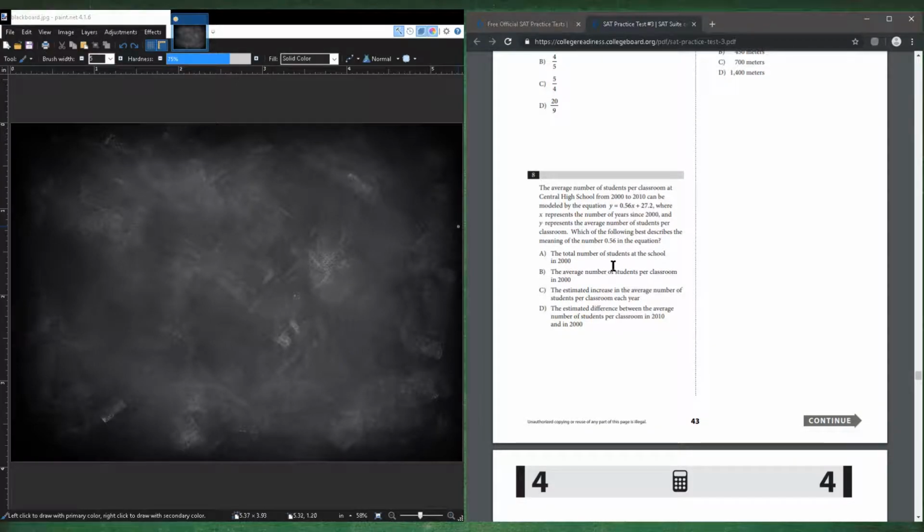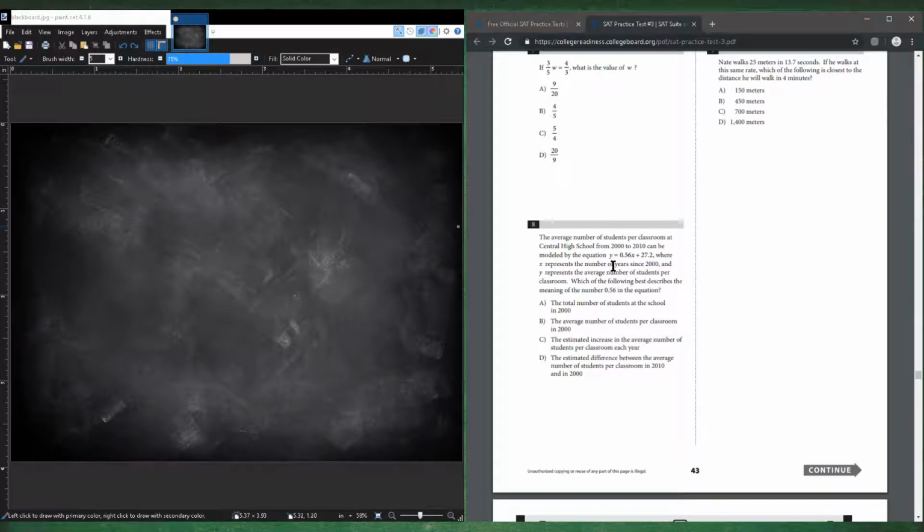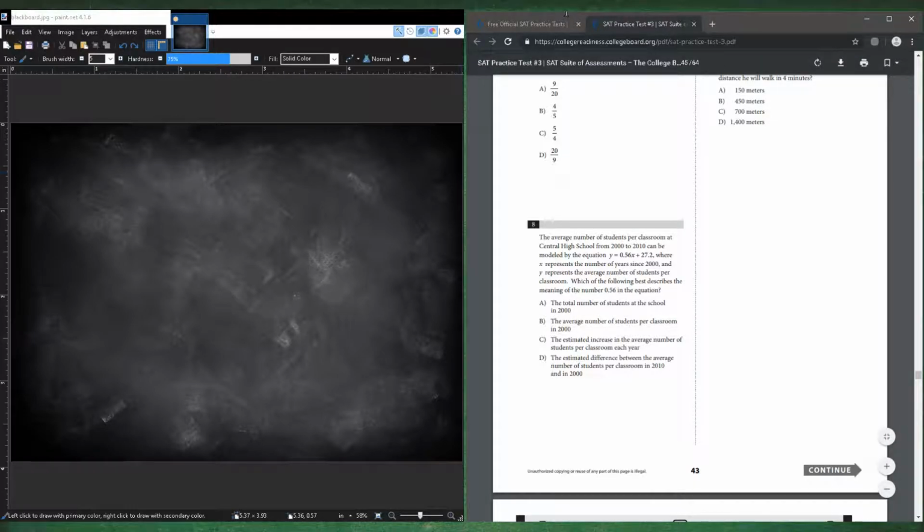The average number of students per classroom at Central High School from 2000 to 2010 can be modeled by the equation y equals 0.56x plus 27.2, where x represents the number of years since 2000 and y represents the average number of students per classroom. Which of the following best describes the meaning of 0.56 in the equation? 0.56 is the slope. So we have to find out what the equation calculates for, the average number of students per classroom. So 0.56 is measured against time. Every single year after 2000, the average number of students per classroom increased by 0.56.